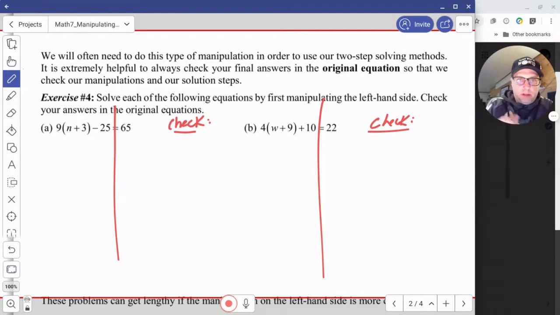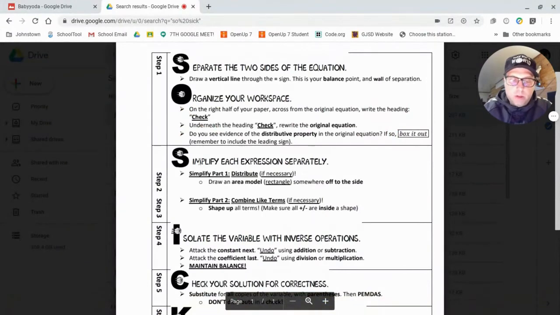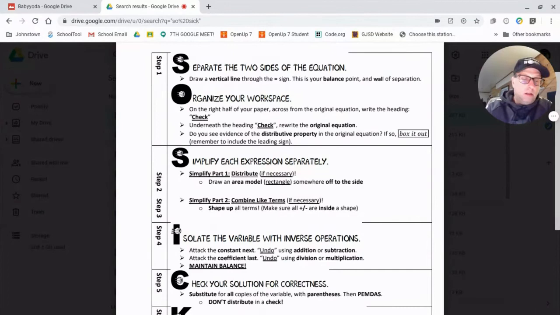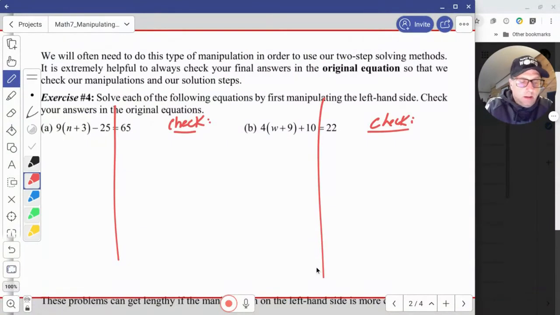So at this point, in the SOSICK strategy, I have accomplished the SO, separate and organize. The next step is the SIC part. It says to simplify each expression separately. Under simplify part 1, it says to distribute if necessary. Draw an area model somewhere off to the side. Well, let's see if we have distributive property happening. And yes, we do. We have it right there.